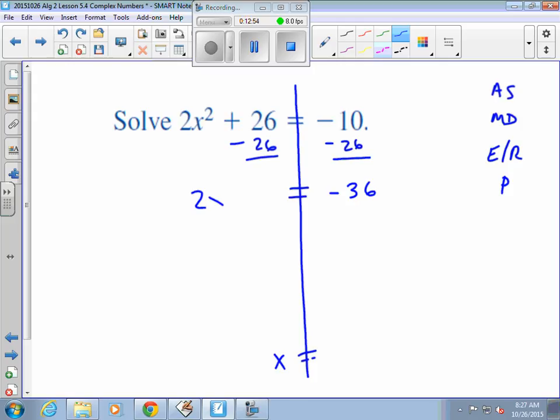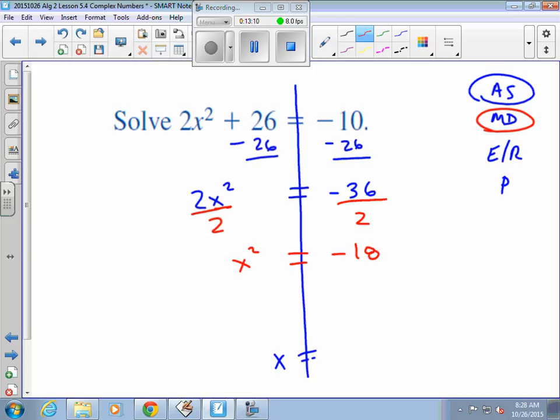We still have 2x squared over here, so we're past addition and subtraction. Now we're at multiplication and division. Undo 2 times something by dividing by 2. Do it there, do it here. Negative divided by a positive is a negative. 36 divided by 2 is 18. So now we have x squared is equal to negative 18.